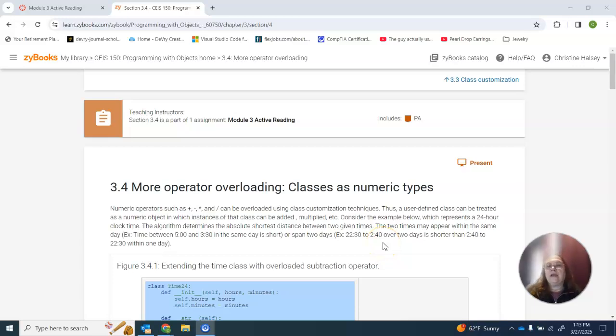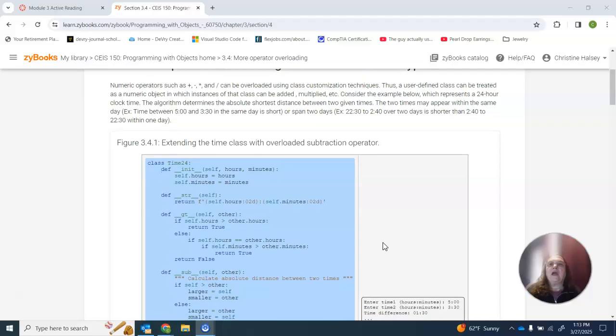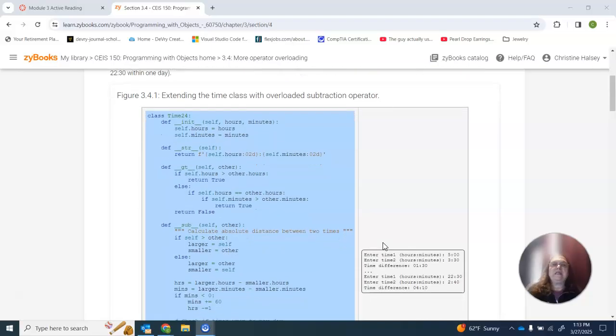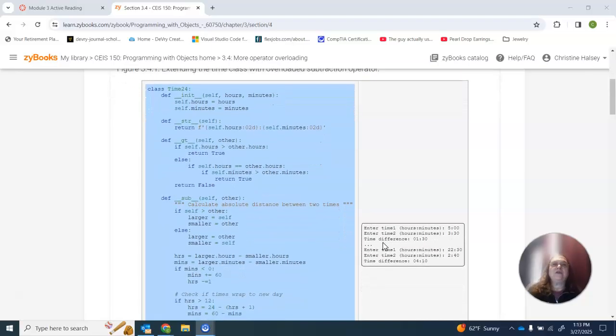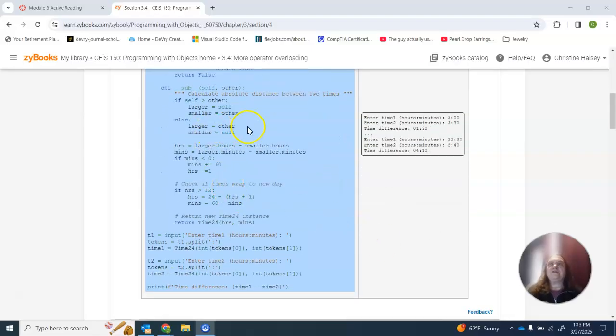We want to look at section 3.4 in our Zybook assignment for CEIS150. Here we had started with a time class, Time24, and we're extending that class by overloading the subtraction operator. You can see it's different subtracting time than it is regular numbers, so you have to check for that greater than 60.